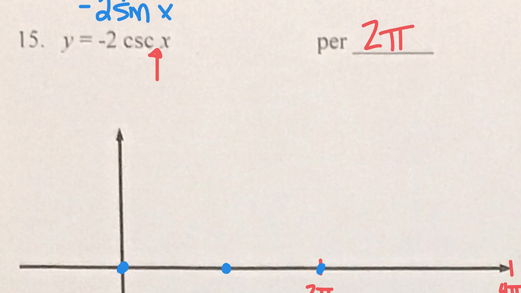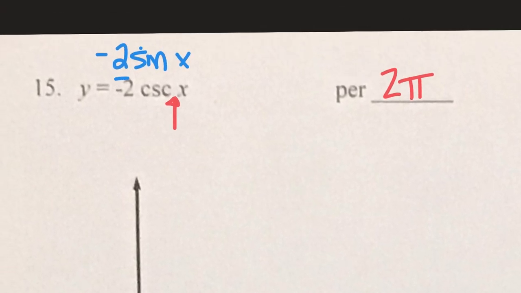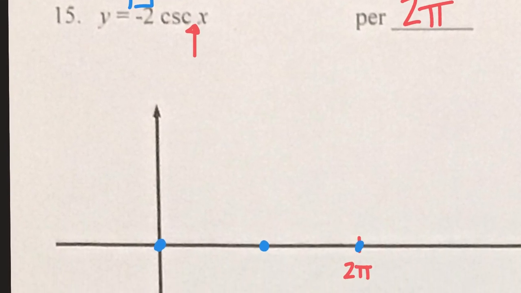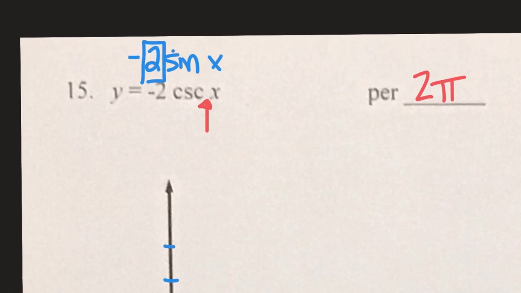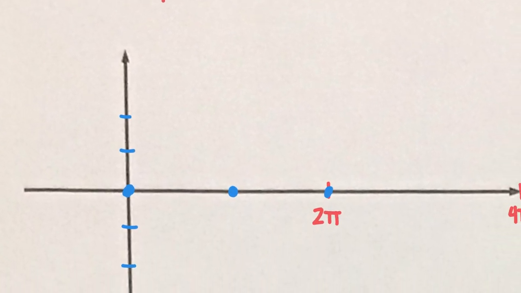Okay, so now let's look at the amplitude. We have a -2 amplitude. So we're going to make 2 tick marks on the y-axis up, and 2 tick marks on your y-axis down. Now, because our graph is negative, that means that our sine is going to go down to a minimum first.